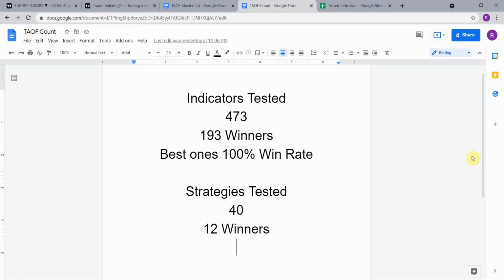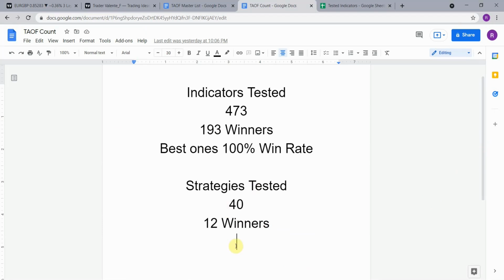Before we do though, I wanted to put the testing scoreboard up for everyone to see. So to date, we have tested a total of 40 different strategies, with 12 of them being winners. We've also tested a total of 473 indicators, with 193 of them being winners. The best ones so far were able to achieve a 100% win rate. Now you need to go back and watch those videos to understand the context of how they were able to achieve that. So go back and watch those videos and see what you can get out of those winning indicators. And keep in mind that we test all these strategies and indicators on the Forex market, but they can be applied to just about any market universally.